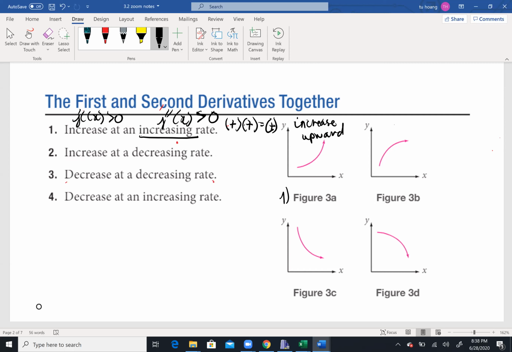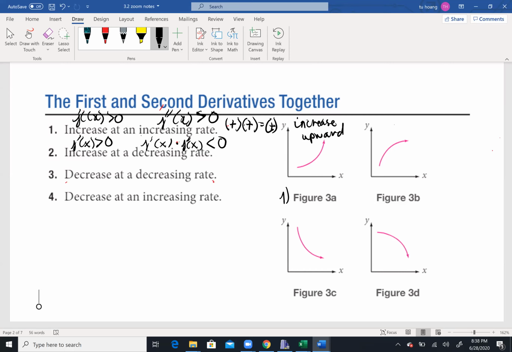Now let's move to the second case. We call it increase at a decreasing rate. The function increases if I have f derivative of x greater than 0. That's no doubt. But for at a decreasing rate, what does that mean? That means I have f derivative of x multiplied by f second derivative of x has to be less than 0.